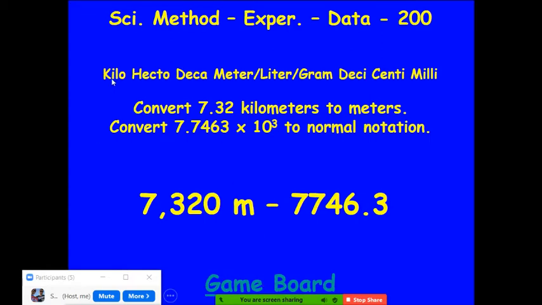Okay, so we start at kilo, we end up at meter, we go 1, 2, 3 spaces to the right. Therefore, 1, 2, if you run out of numbers, you add a 0, so that's going to be 7320 meters. Okay, positive exponent means we move to the right, and then the exponent itself tells you how many spaces to the right. 1, 2, 3, 7746.3. You'll need to know how to do both of those types of things on your final.